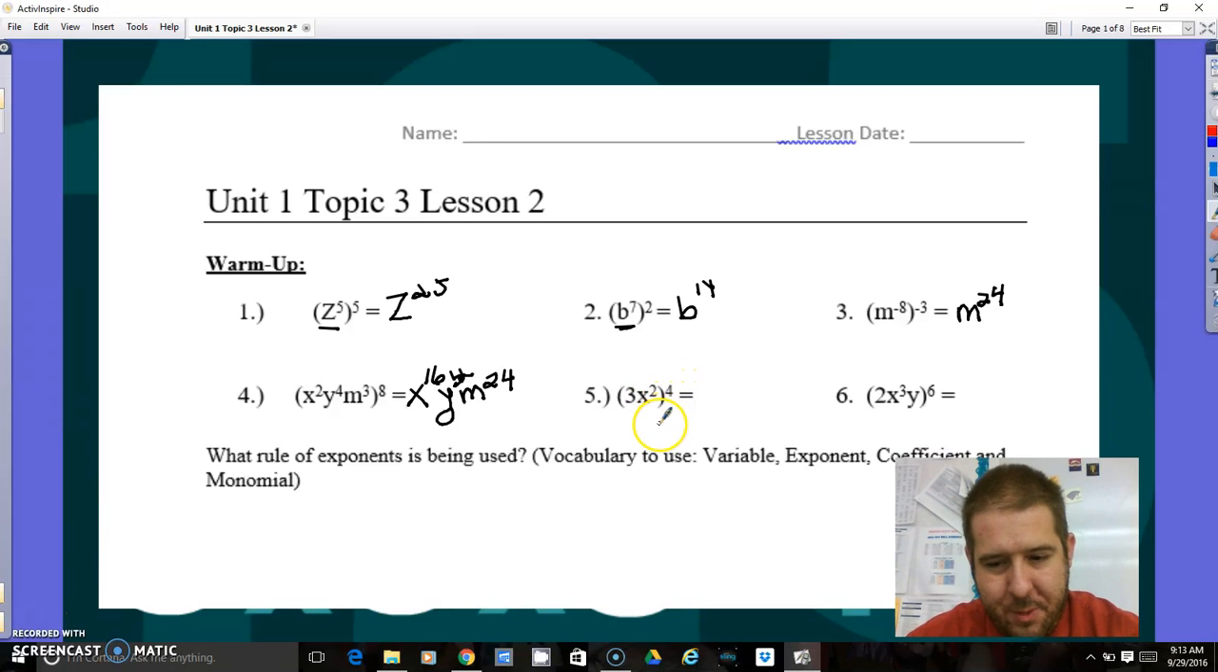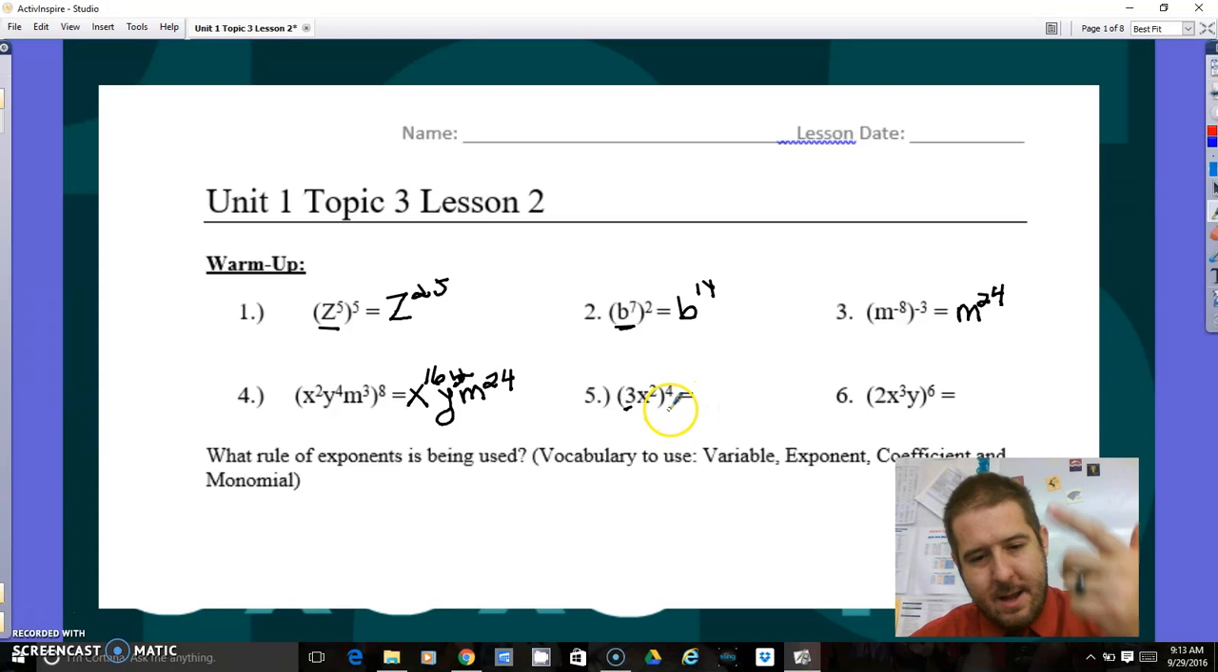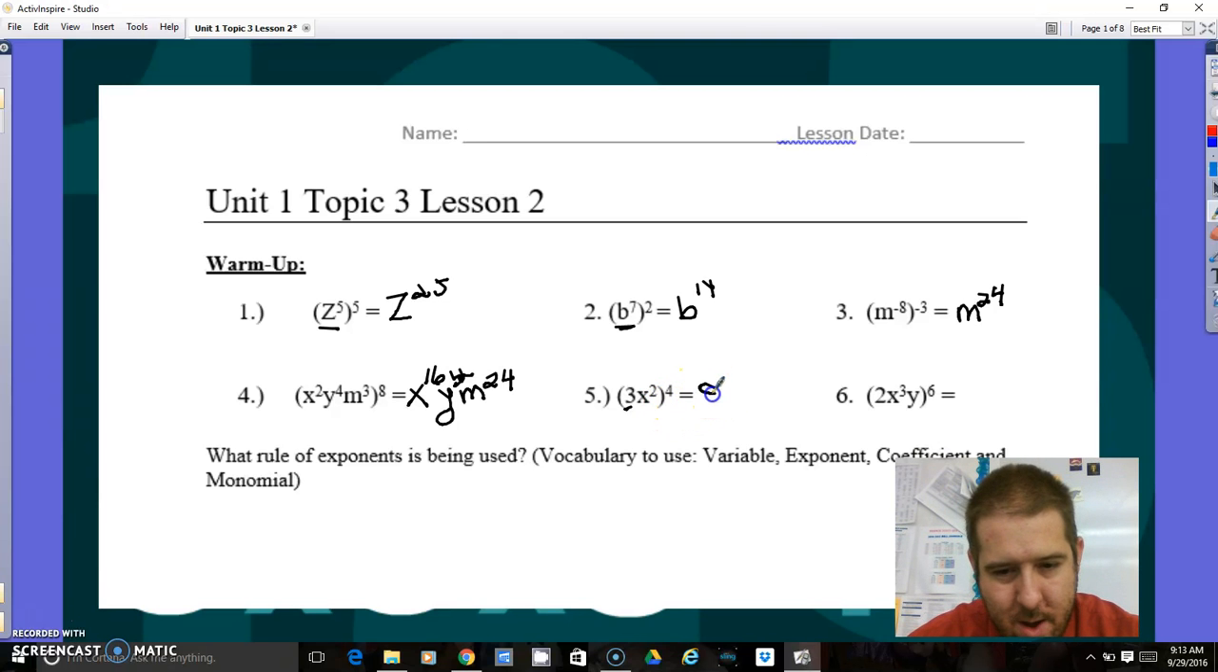Okay, so one thing different about this question is you notice that this one has a coefficient. Coefficients have to be raised to that power, and that is the most commonly forgotten thing. 3 to the 4th power means 3 times 3 is 9, times 3 is 27, times 3 again is 81. So 3 is a coefficient. Coefficients have to be raised to that power. Then keep the base the same. x squared to the 4th is x to the 8th.